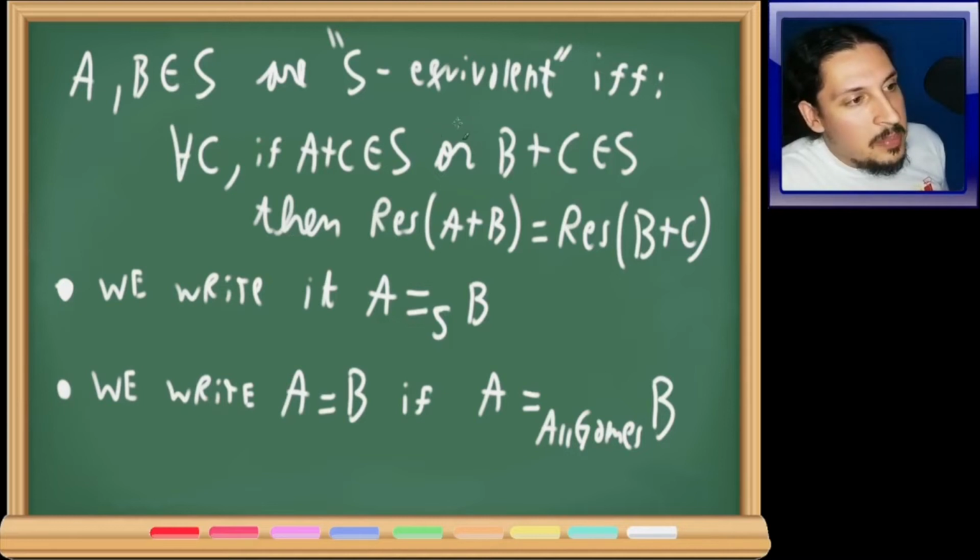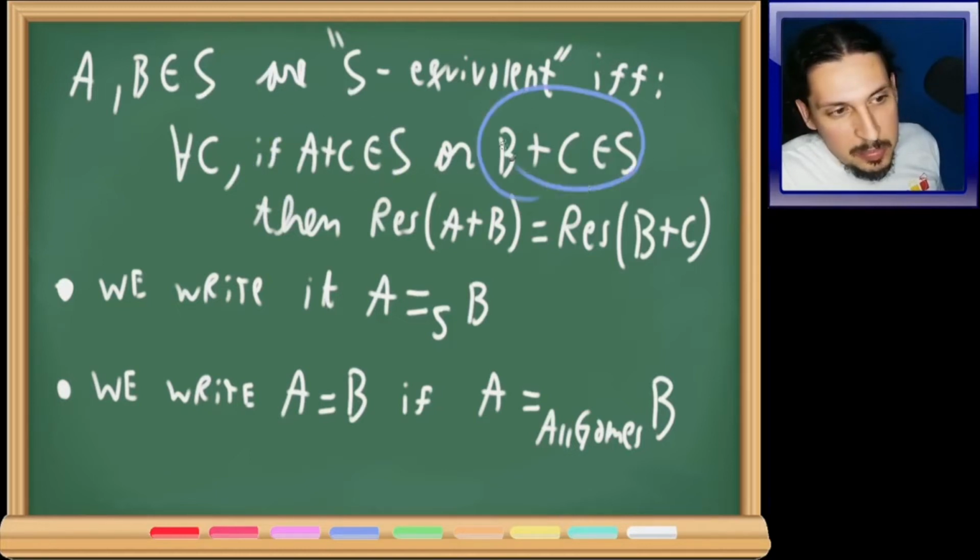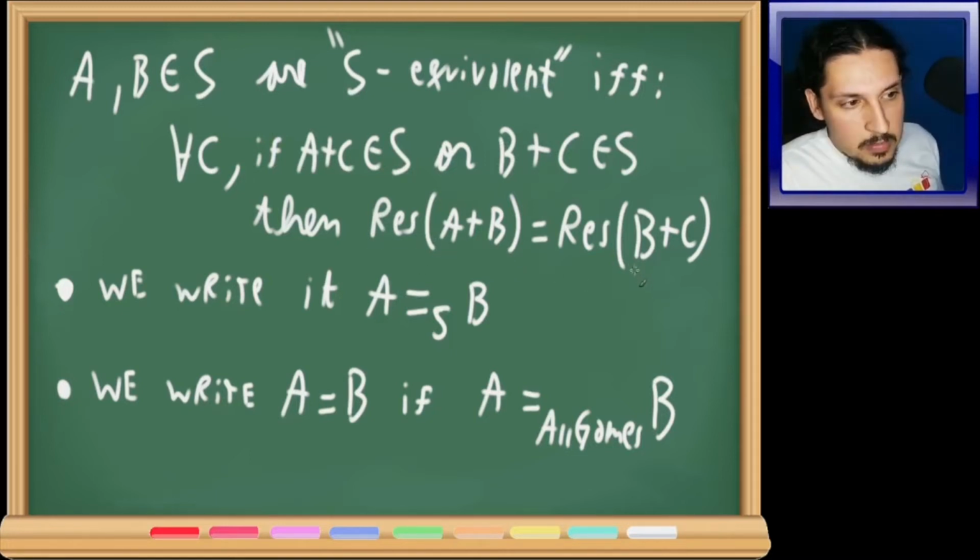When do we say that two games are S-equivalent for S? Well, if for any game C that you can imagine, if A plus C is in S or B plus C is in S, either of those is in the class, then the result of the game A plus C is the same as the result of the game B plus C. If that happens, and only if that happens, for any game C, we call A and B S-equivalent.